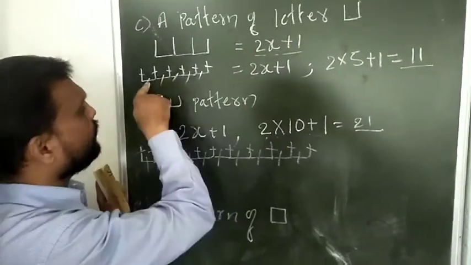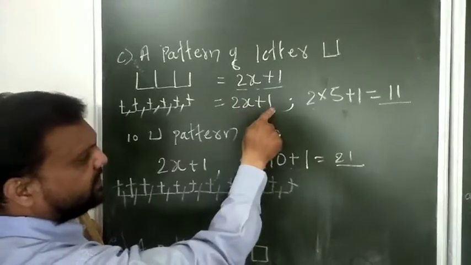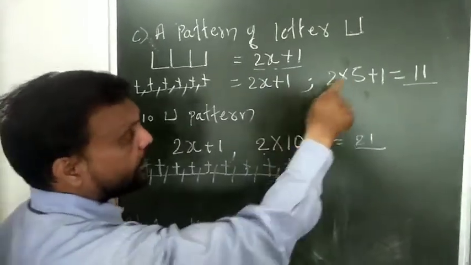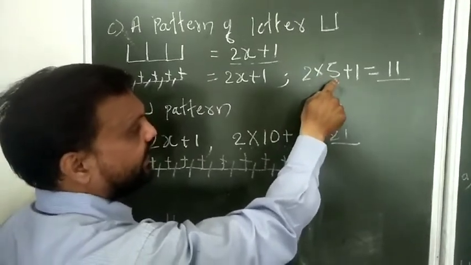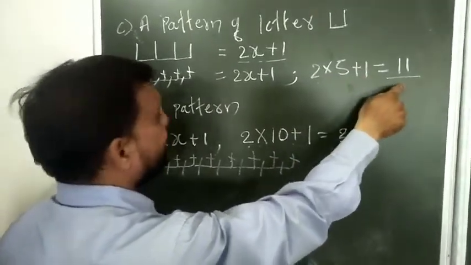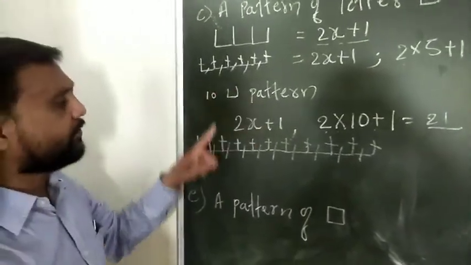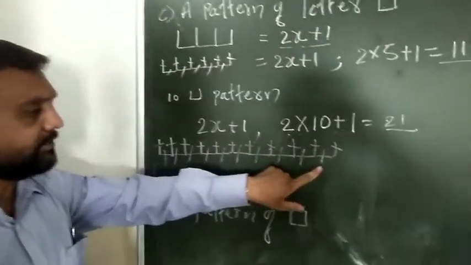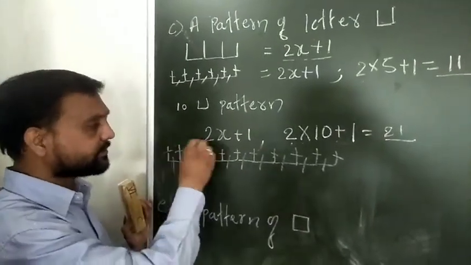When we want to find the pattern of U up to the 5th term, 2x plus 1 is the rule, and here how many U's do we require? 5 U's, so 2 multiplied by 5 plus 1, so we find 11 sticks. We took the 10 U pattern, meaning we want the U's up to the 10th term. So if you make 10 U's, how many sticks do you require?